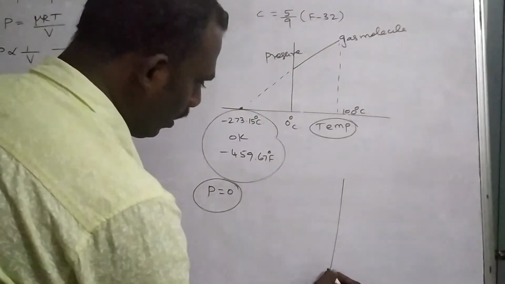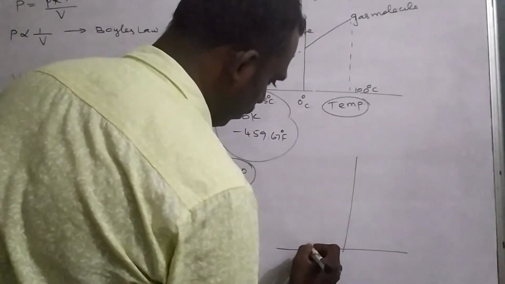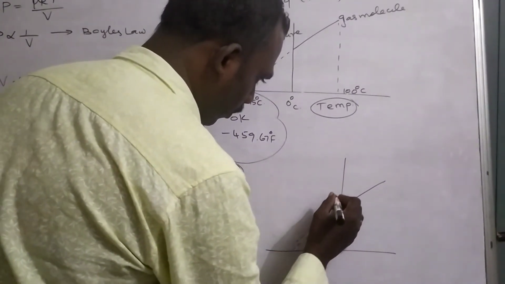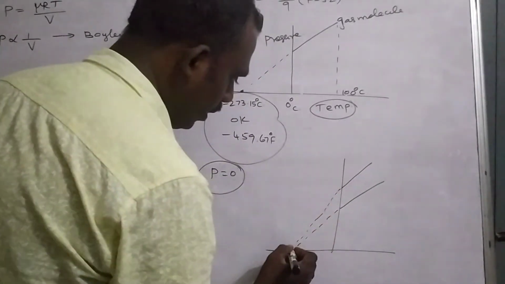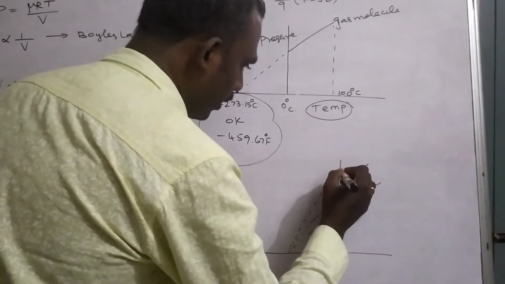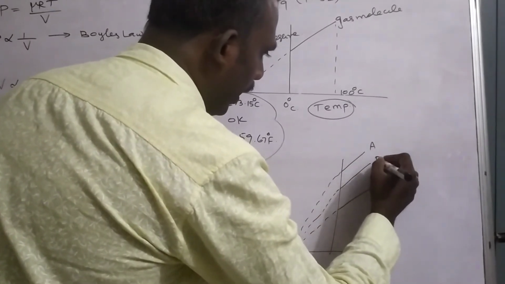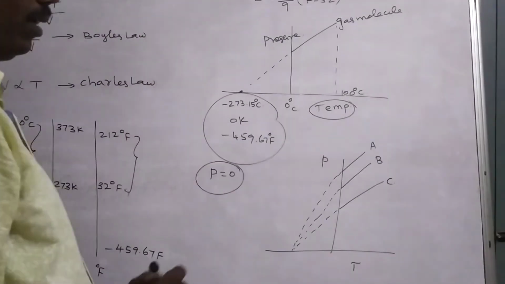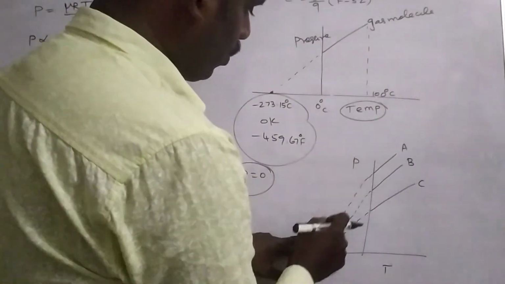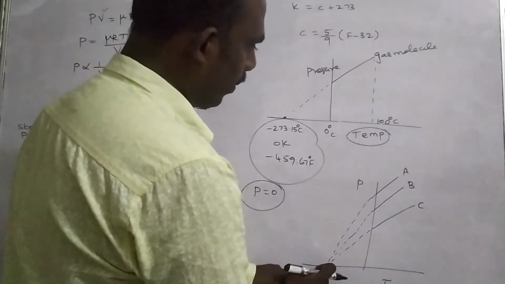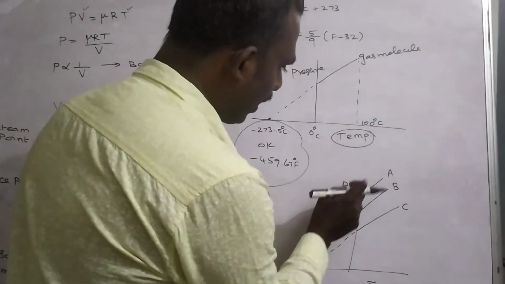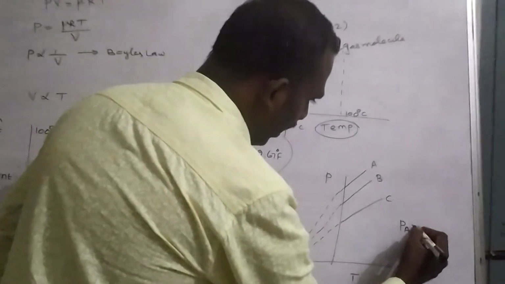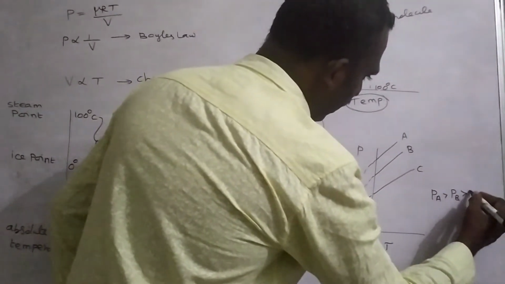So now we study different gas molecules. All the gas molecules have the same absolute temperature. Take gas molecules A, B, C, with temperature along the x-axis and pressure along the y-axis. All the gas molecules have the same absolute temperature, but gas molecule A has more pressure than B and C. Pressure of gas molecule A is greater than B, greater than C.